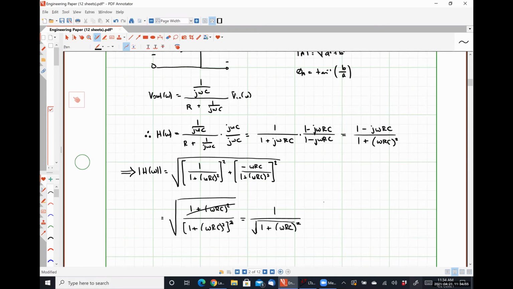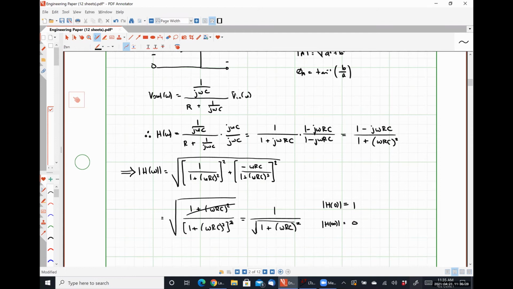So the magnitude of H evaluated when omega is equal to 0 is going to be what? 1. What is the magnitude of H when omega is equal to infinity? 0, right? Because it'll be 1 over the square root of infinity squared. So 1 over infinity is 0.